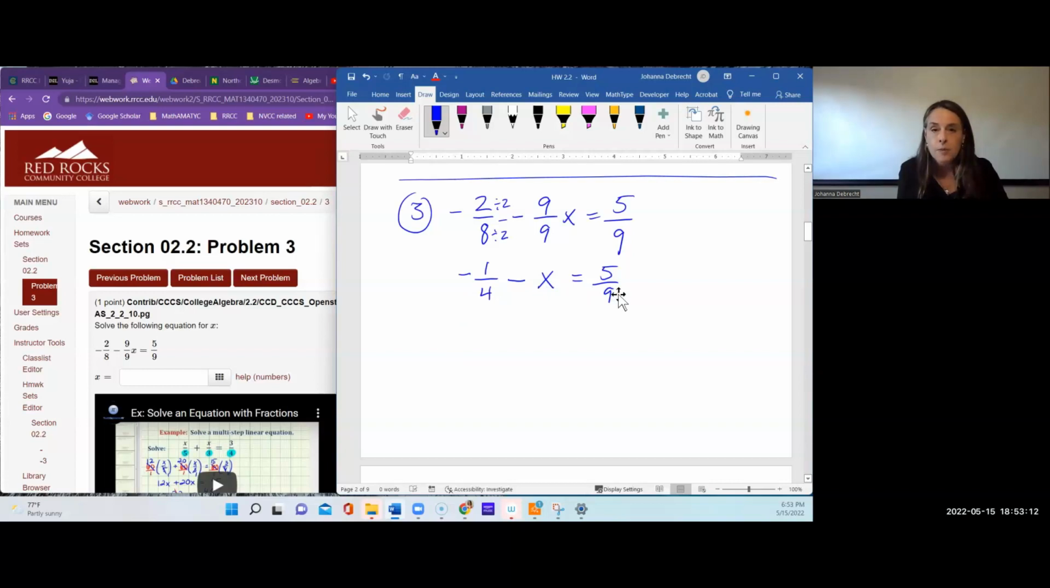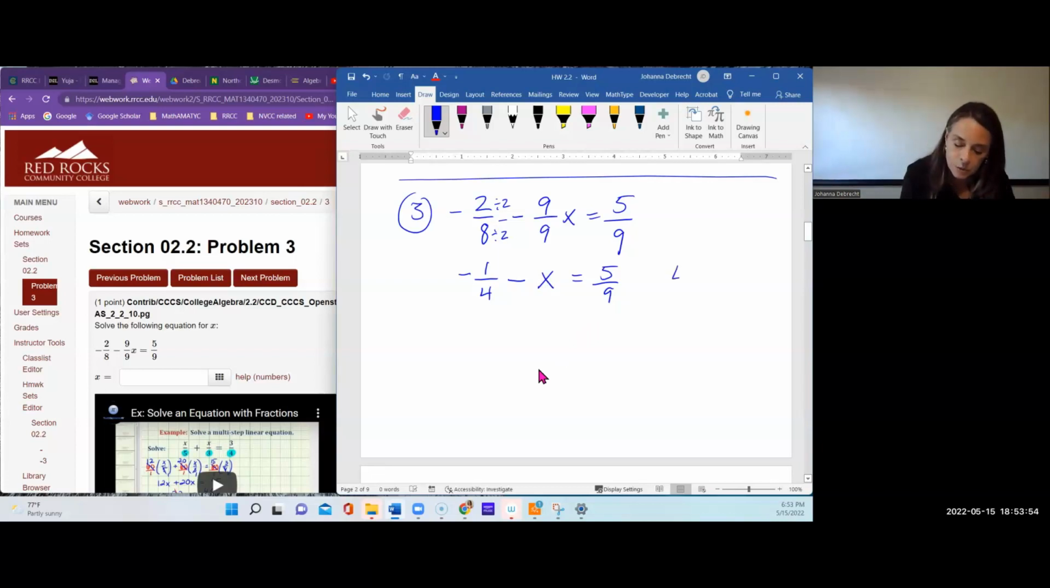Now we look at this problem and we divide it into terms. Terms can be separated by a plus sign, a minus for subtraction, and an equal sign or an inequality. In this case, this negative does not separate because it is not a subtraction sign, it's a negative. So we have negative 1/4 as the first term, negative x as the second term separated by the subtraction, and 5/9 as the third term separated by the equal sign. We look at each one in turn and we find the denominators. The denominators are 4, an understood 1, and 9.